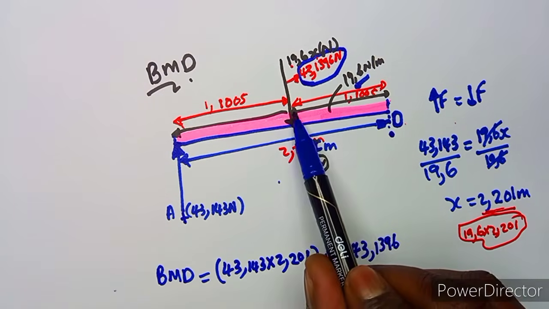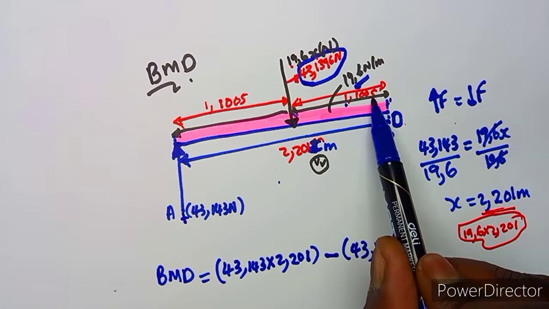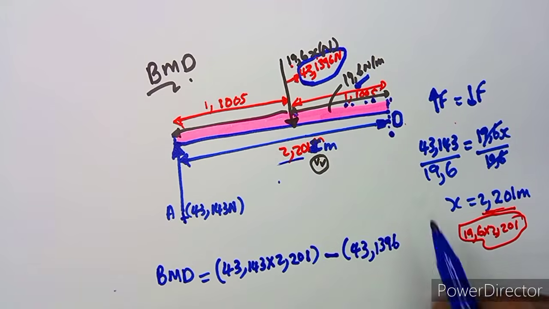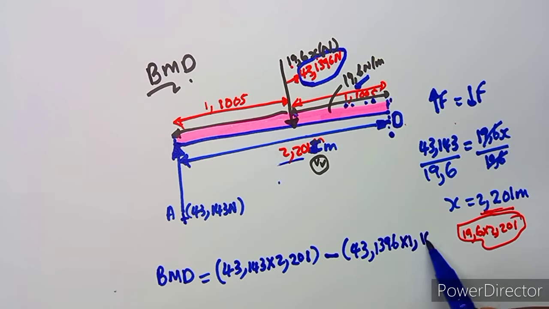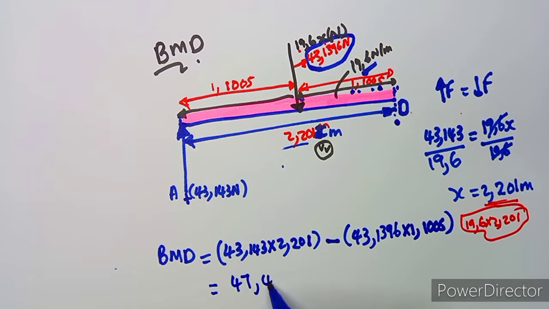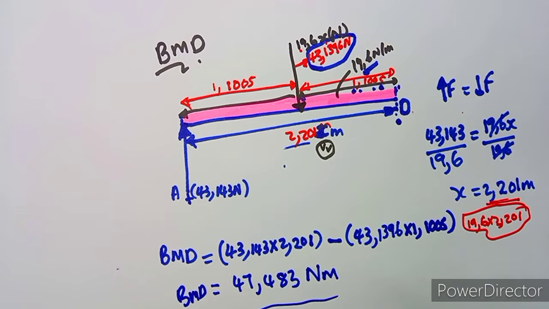And the distance is from this point to D, which is this value 1.1, or you can just say this value divided by 2, but it's going to be 1.1005 like that. So this can actually give us the exact value, which in this case is going to be 47.483, something like that, which is Newton meters. So these are the values now that you're going to use to draw the bending moment diagram.